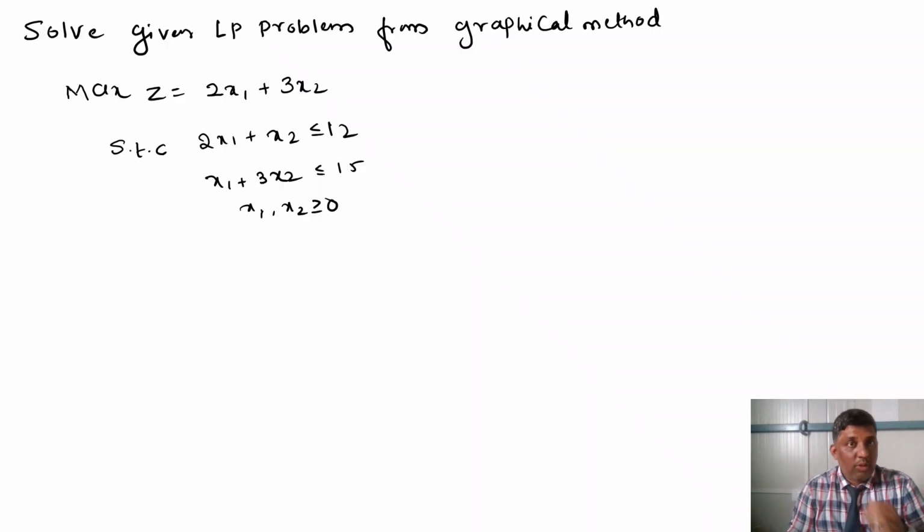As this is the problem, it is given: solve the given LP problem from the graphical method. Maximize z equal to 2x1 plus 3x2 subject to the constraints. The two constraints given are 2x1 plus x2 less than or equal to 12, and x1 plus 3x2 less than or equal to 15, and x1, x2 greater than or equal to 0. He has given this LPP problem here.